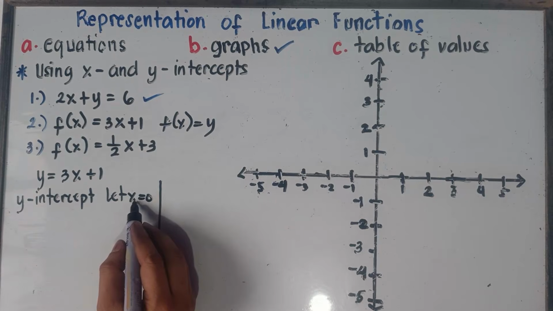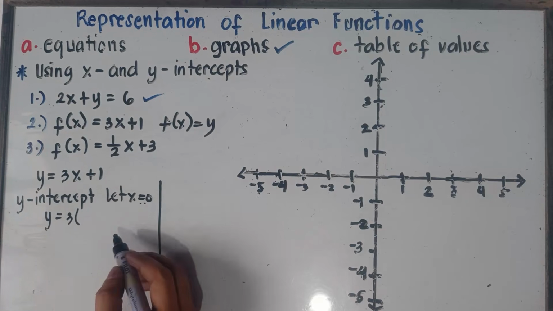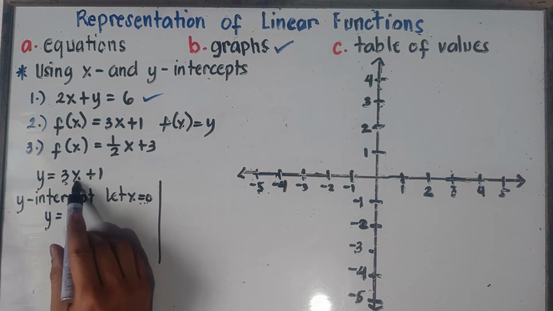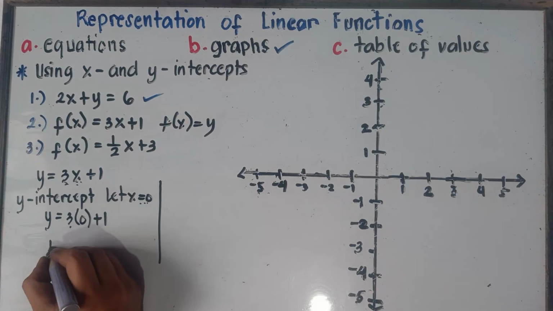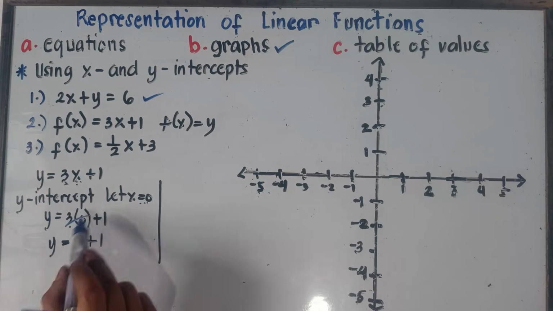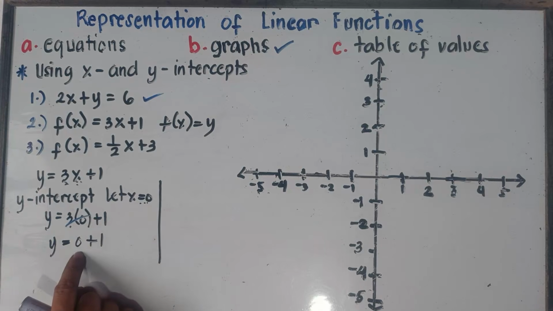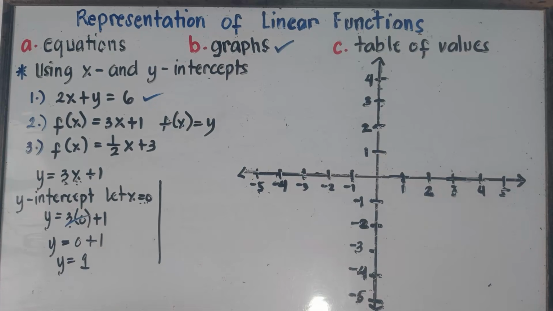Simply substitute the value of x, that would be 0. So y equals 3 times the value of x, that would be 0. If you have 3x, it means 3 times x. Plus 1. So y equals 3 times 0, that would be 0 plus 1. Or you can just simply cancel this out because 3 times 0 is 0. And then 0 plus 1 is equal to 1. So therefore, if x is 0, y is positive 1. So the y-intercept is positive 1.